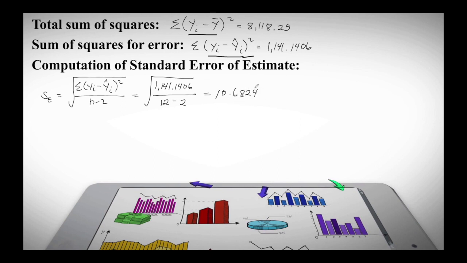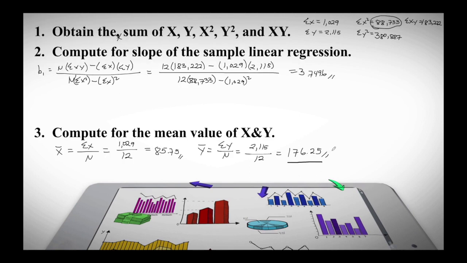Now, this value of SE, as you can see, 10.6824, is actually quite far from the value we computed for Y bar, which is 176.25. So, by that, we would have to admit that the standard error of the estimate is small. However, there is no predefined upper limit on the standard error. It is difficult to assess the regression model, or in summary, the standard error of estimate cannot be a fixed measure of the regression model utility.